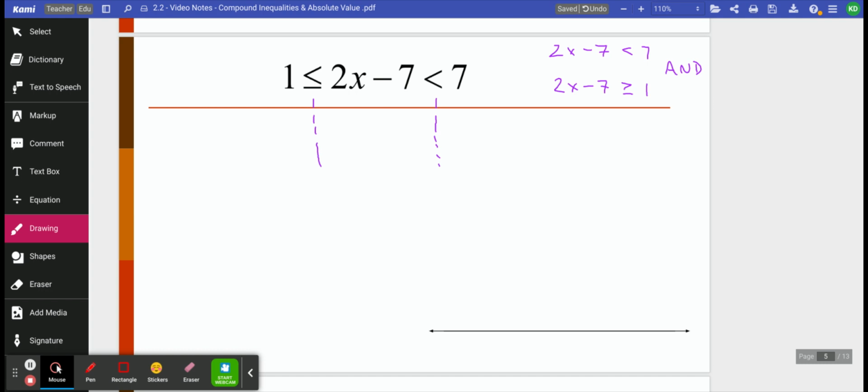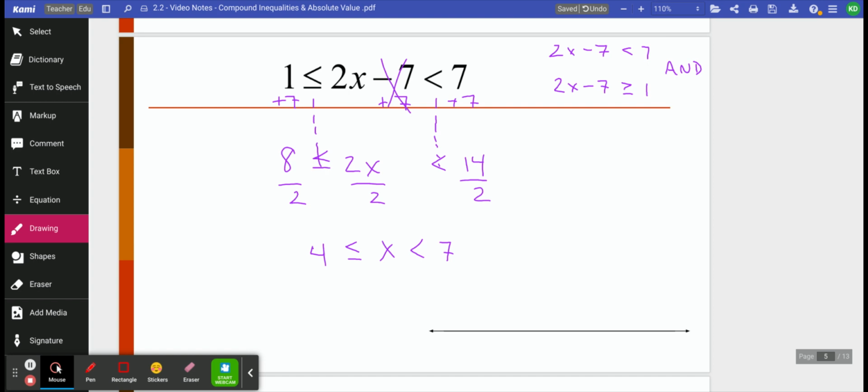So what we can do when we're solving these is solve them all at once. So we can add 7. I usually would say to both sides, but we're going to add 7 to all three sides. I'm going to get 8 is less than or equal to 2x is less than 14, right? These guys have canceled out. And then we're going to do the same thing. We're going to divide by 2, divide by 2, divide by 2. Okay, we're dividing by a positive number, so we're not going to flip our symbols. We're going to get x is less than 7 and greater than or equal to 4.